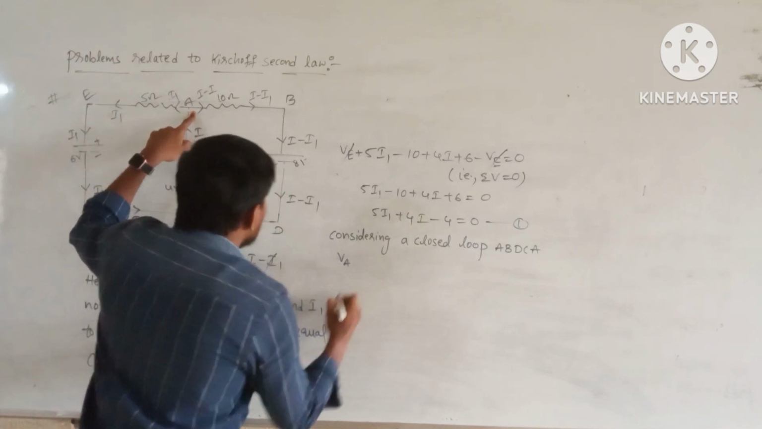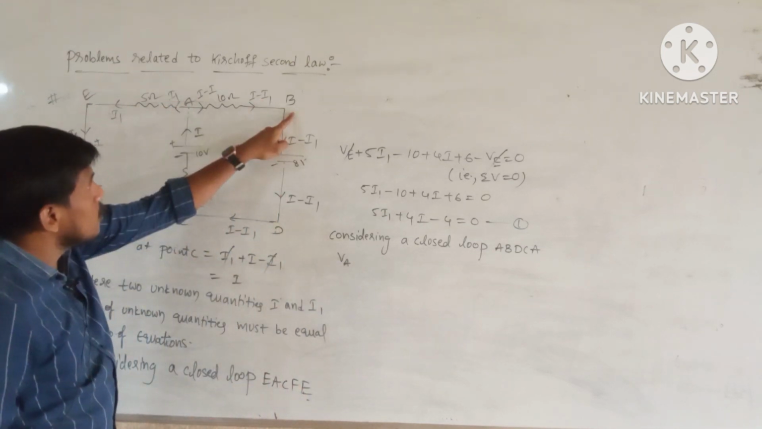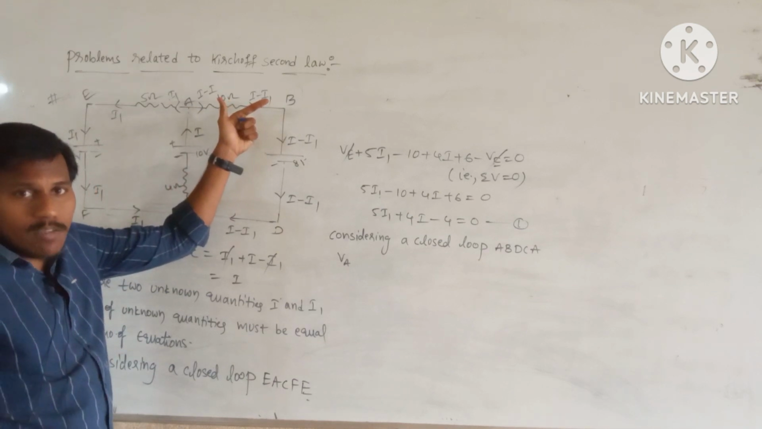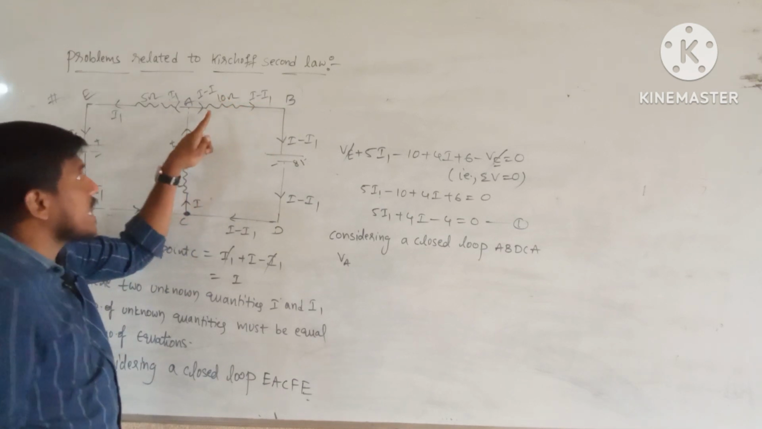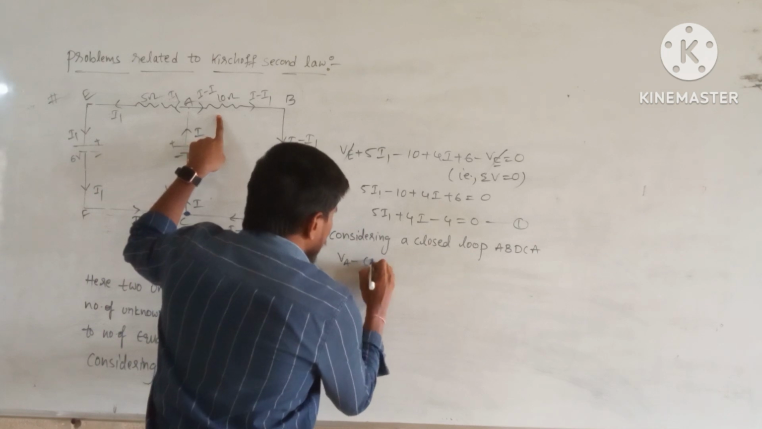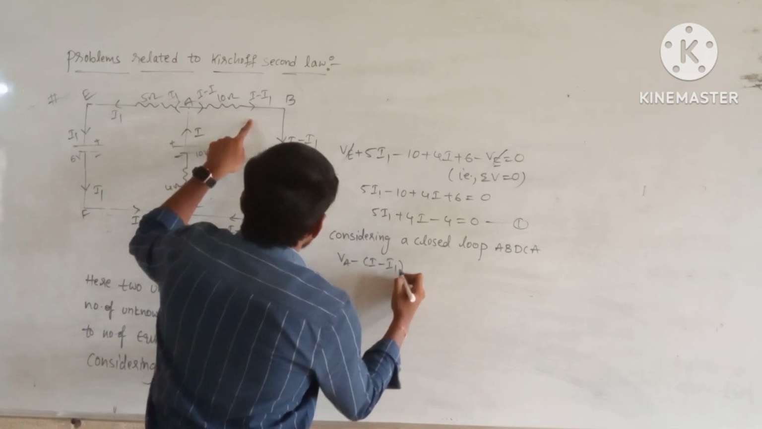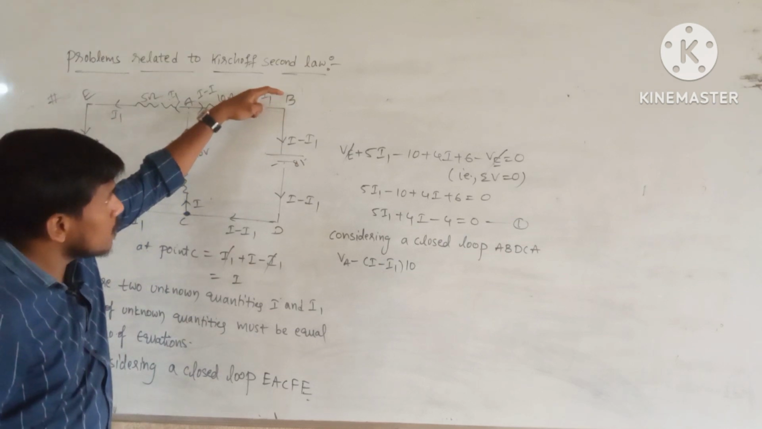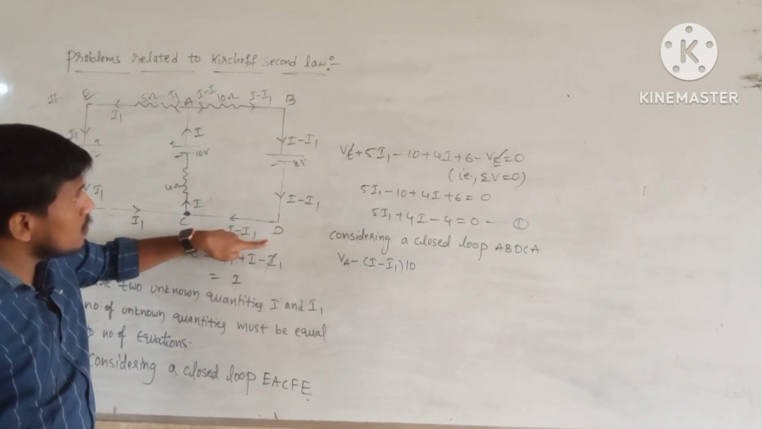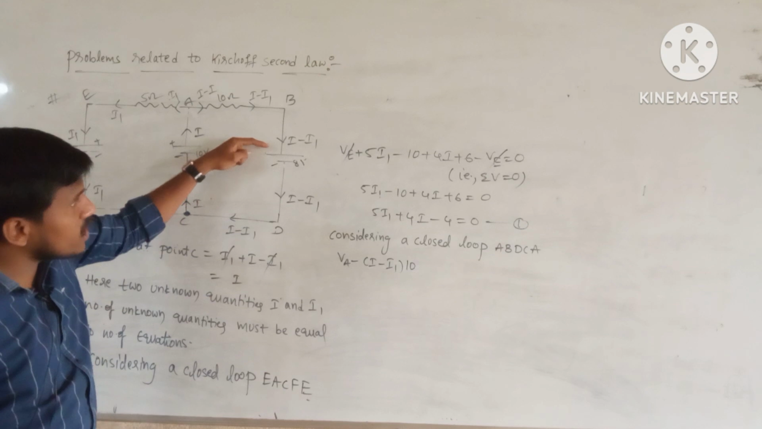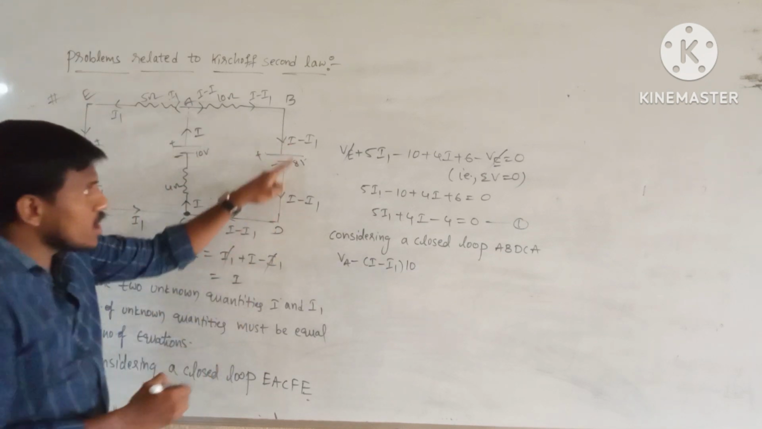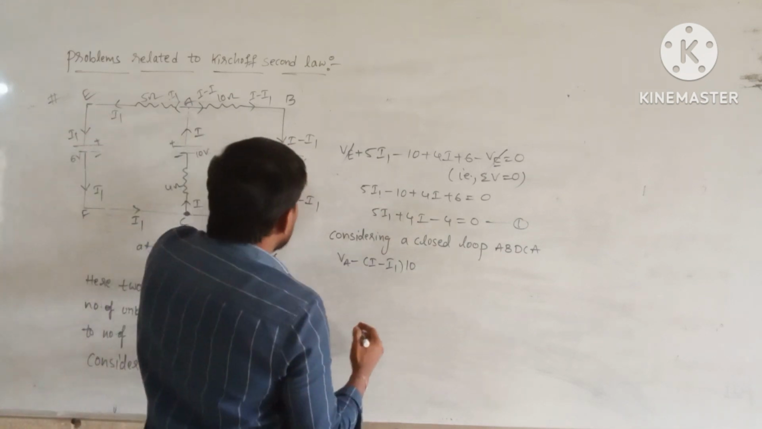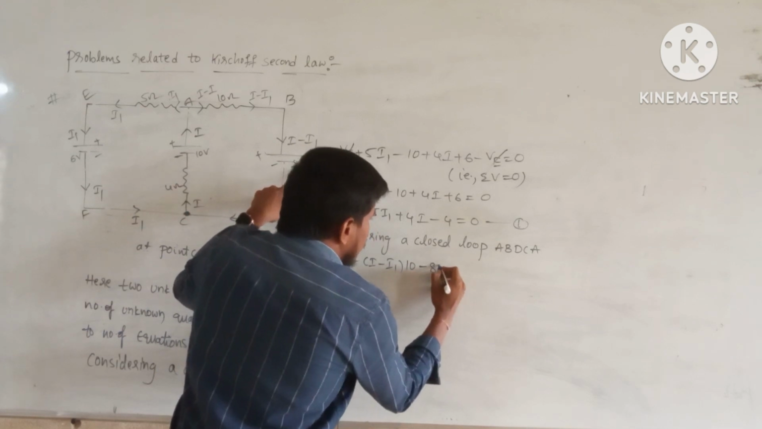So BA. Observe the path AB. We move in the direction of electric current, so the potential difference across the resistor is negative: minus (I minus I1) into 10. Observe the path BD. In the path BD, we move across the cell from positive to negative. So what is the potential difference across the cell? Negative, minus 8 volt.